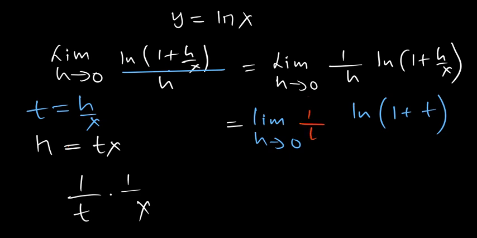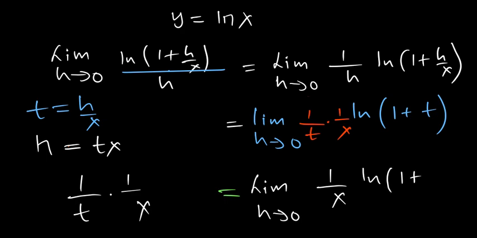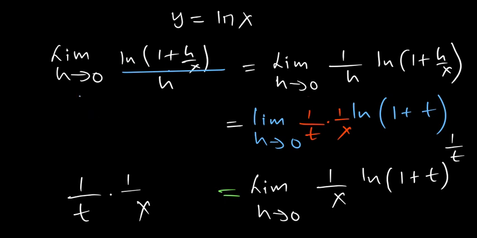1 over t multiplied by 1 over x. And intentionally, this can become a power using the logarithmic rules, or laws, that we know. So that becomes the limit as h approaches 0, you remain with 1 over x here, and then the natural log of 1 plus t raised to the power 1 over t, which is now almost identical to the identity that we have introduced you to. I guess it's new to you.